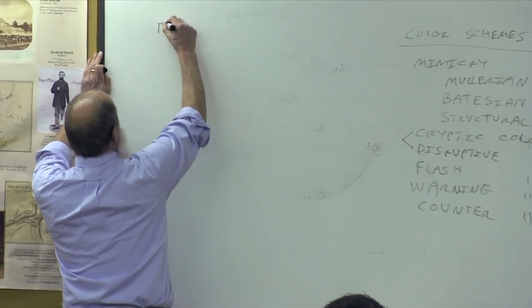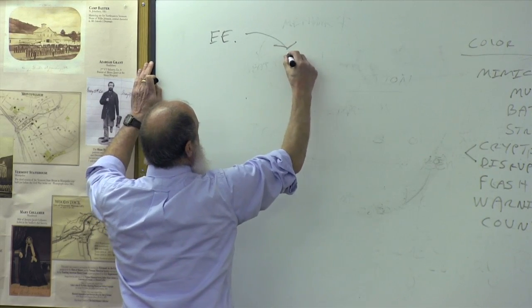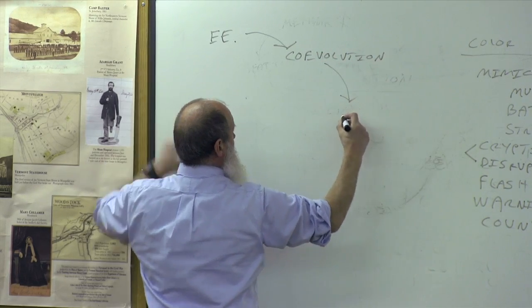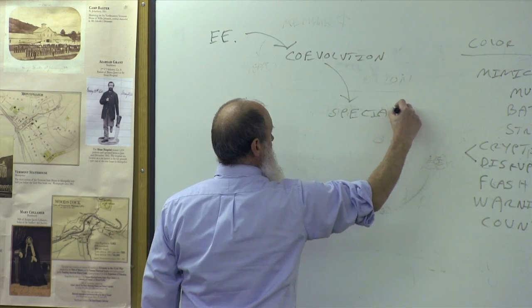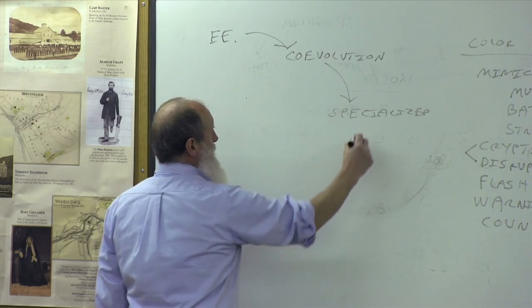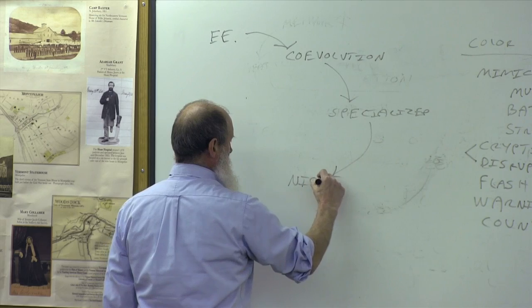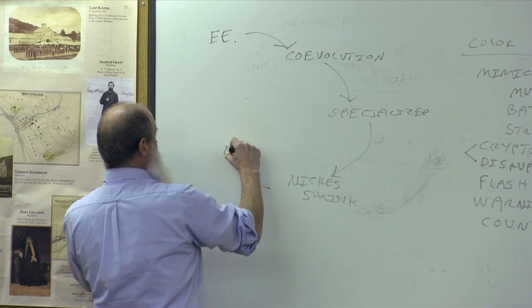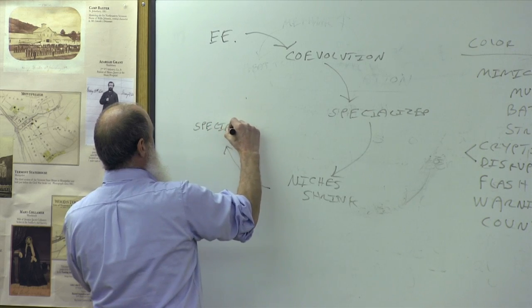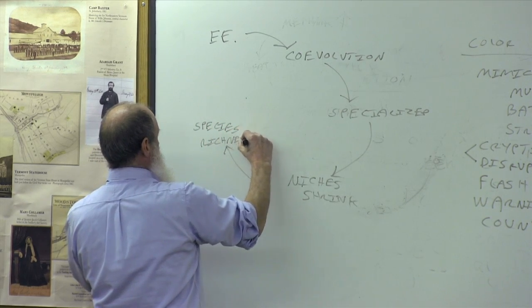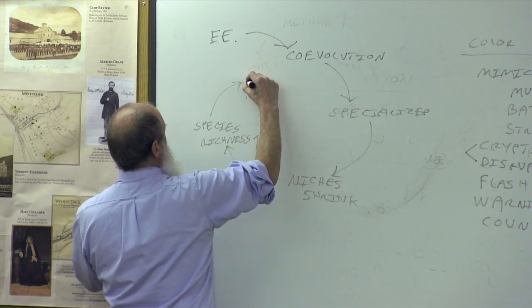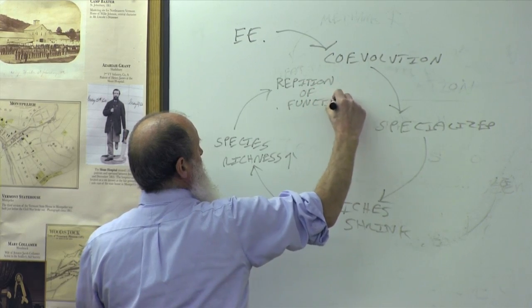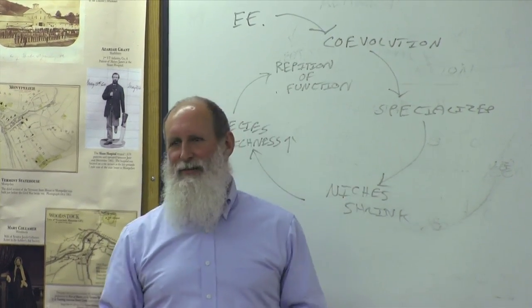So we start with energy efficiency, which is driving coevolution. The result of this is that species become specialized through time. They become more and more specialized, which means that niches shrink. Which means that species richness goes up in ecosystems, which means repetition of function goes up. Now that might not sound very good. We think repetition is, from a human context, often inefficient.